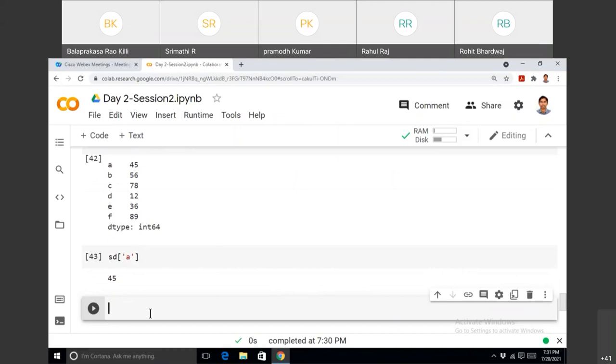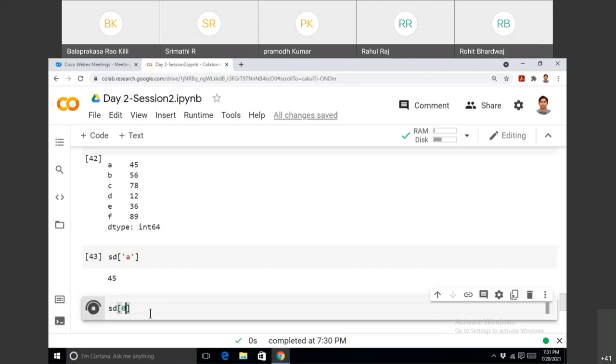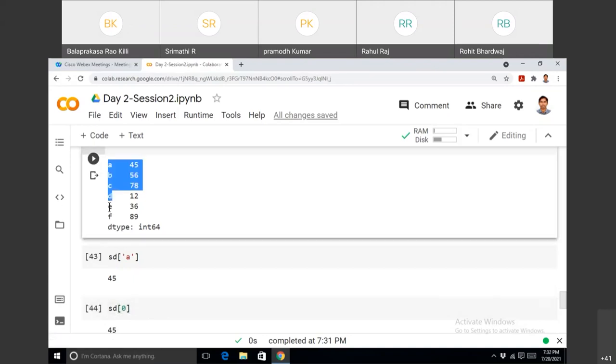If we pass a dictionary, it will create a series object. Now, what will SD of 0 give you? It will give 45. So although we have given this explicit index, it will work with implicit indexes also. Implicit index means that by default, the index starts with 0.